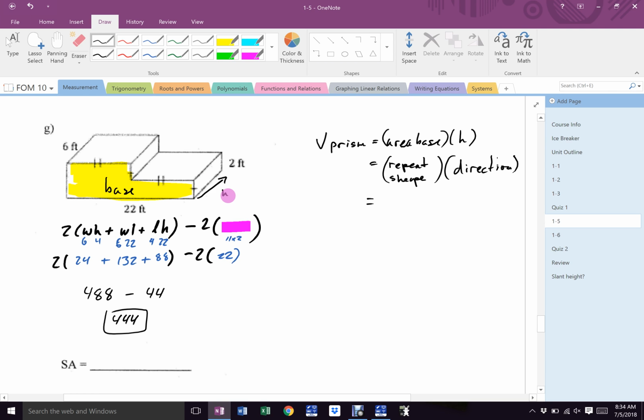Does everybody see how that works? I've been teaching math 20 years. I used to not tell kids this. I used to say, it's always the area of the base times the height, and the height is the direction that it repeats. And then I give the kids this question, and they try to do the volume. And they cut it in half, and they do volume 1, volume 2, and they add them together.